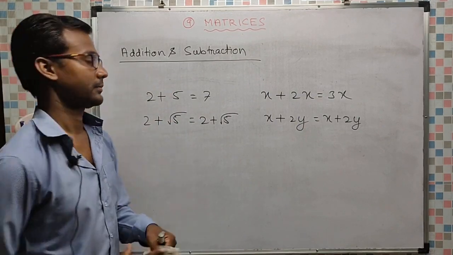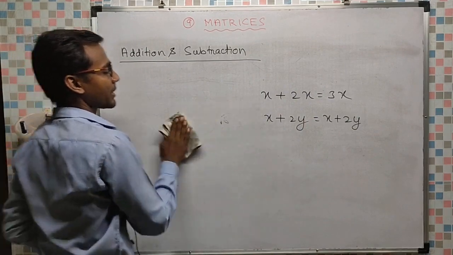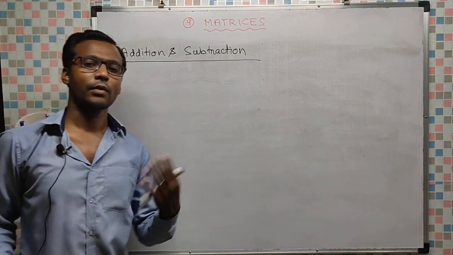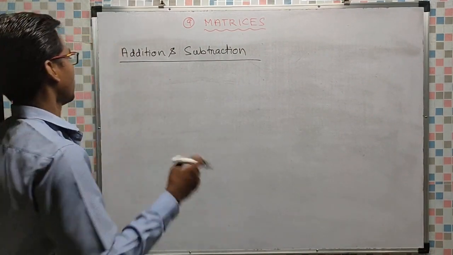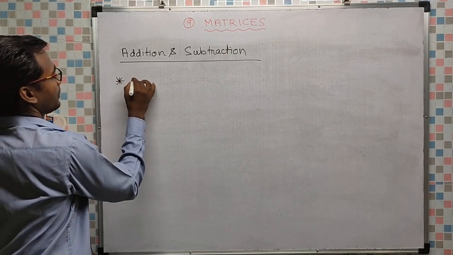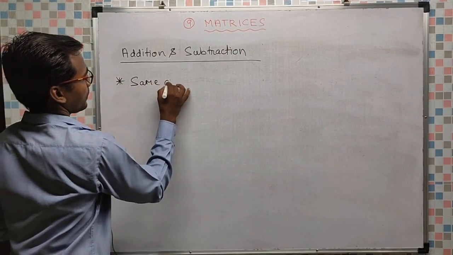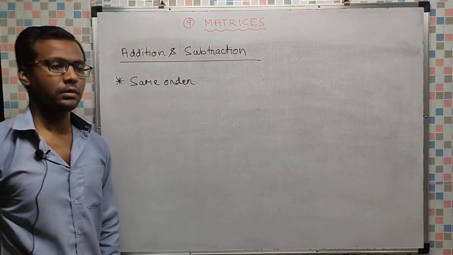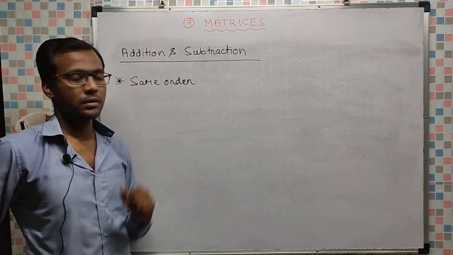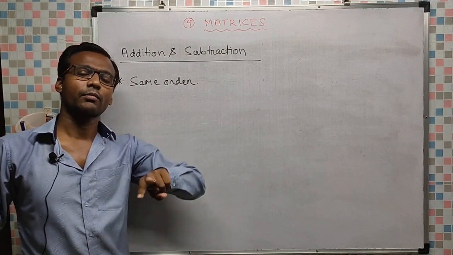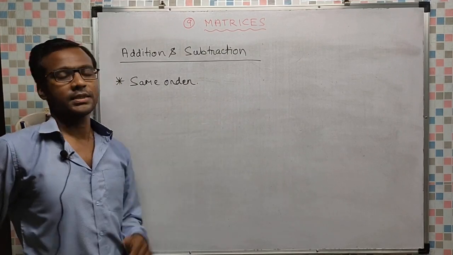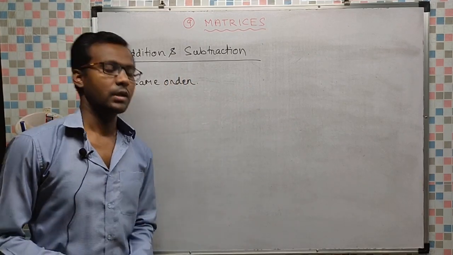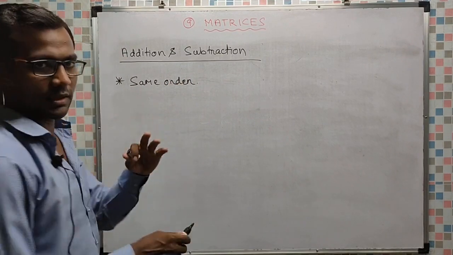The condition is, when can two matrices be added, or when can one matrix be subtracted from another matrix? The condition is same order. So two matrices can be added, or one matrix can be subtracted from another matrix, if the order is the same. Otherwise, you cannot do this operation. Let us take some examples. First addition, then subtraction.